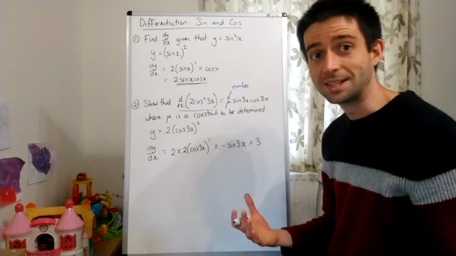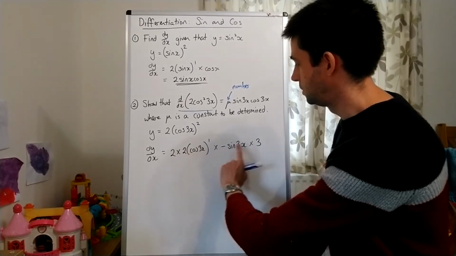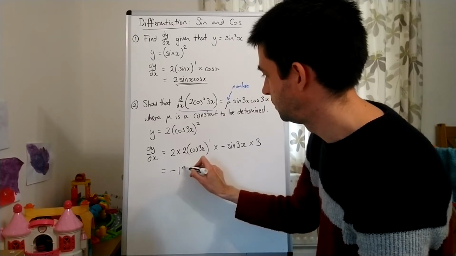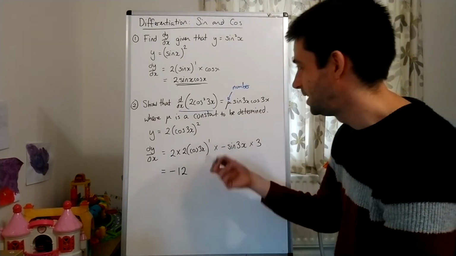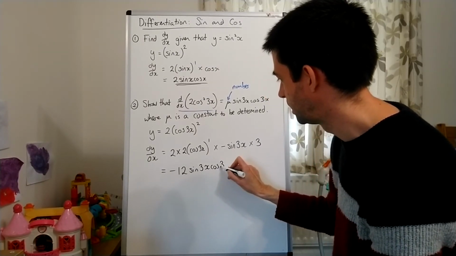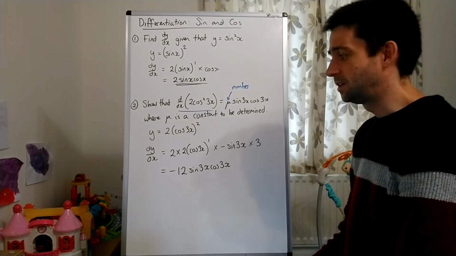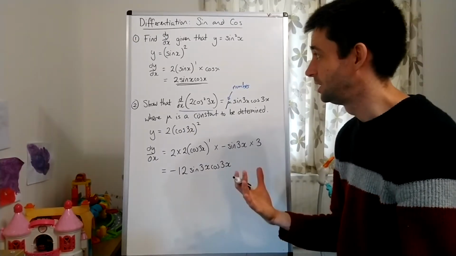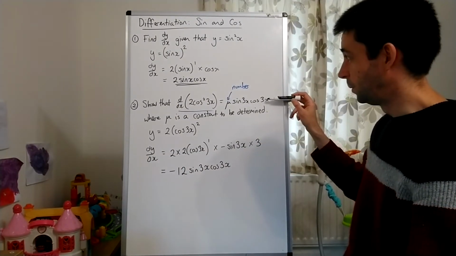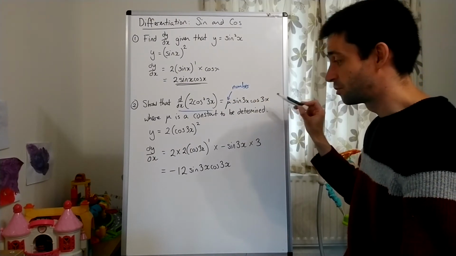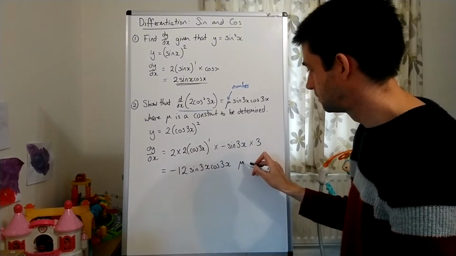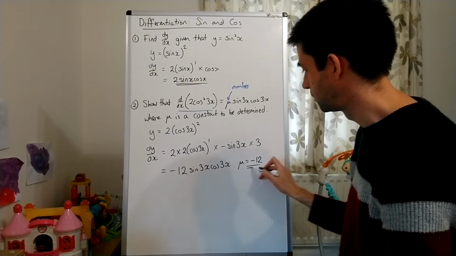So let's just have a think about what that's left us with. So 2 times 2 times 3, and it's going to be negative. So overall, I'm going to have negative 12. And then traditionally, you tend to write sine before cos when you have a combination of both in a term. So negative 12 sine 3x cos 3x is the result of differentiating. So, referring back to the original question, we were looking for a number of sine 3x cos 3x, so we can be happy we've got it in the required form, and the number, mu, in this case, is negative 12.